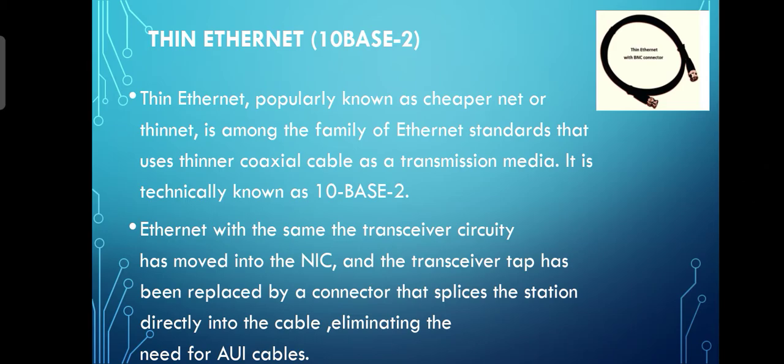So next is thin Ethernet or 10Base2. Here 10 is the maximum throughput, base denotes baseband transmission, and 2 the maximum segment length. Thin Ethernet, popularly known as cheapernet or thinnet, is among the family of Ethernet standards that uses thinner coaxial cable as a transmission medium. It is technically known as 10Base2. Here the transceiver circuitry has moved into the NIC, and the transceiver tap has been replaced by a connector that splices the station directly into the cable, eliminating the need for AUI cables.